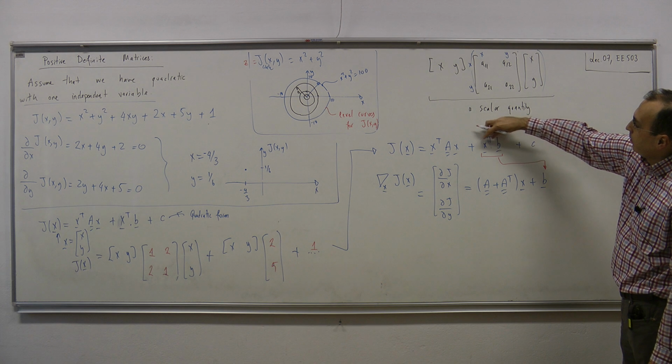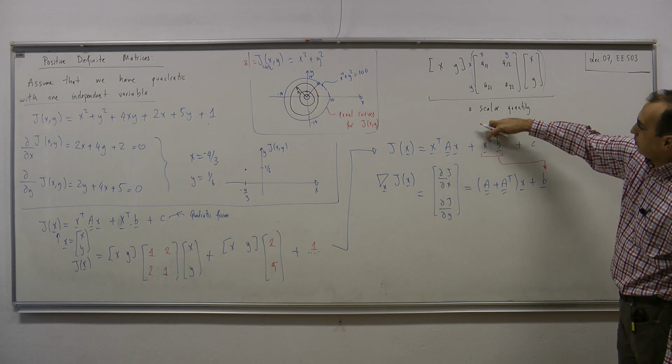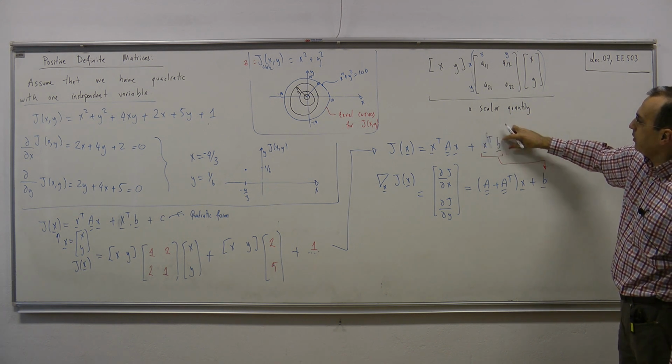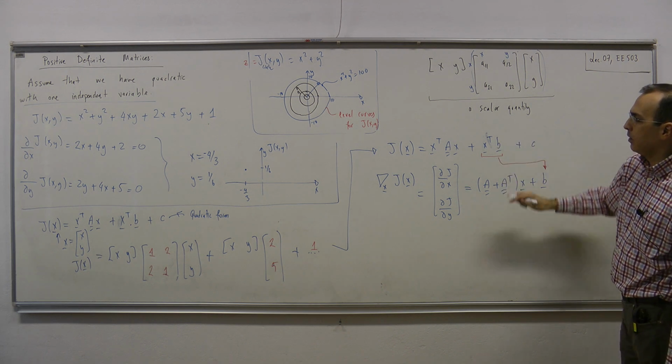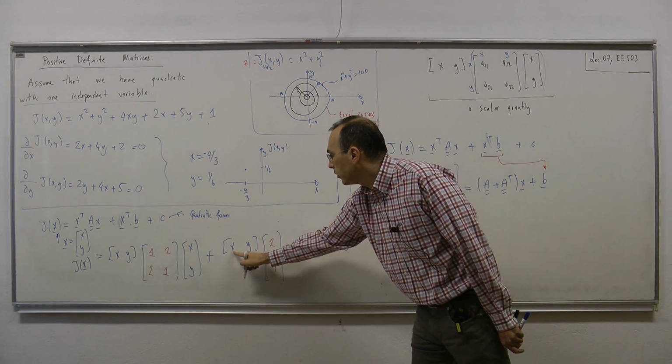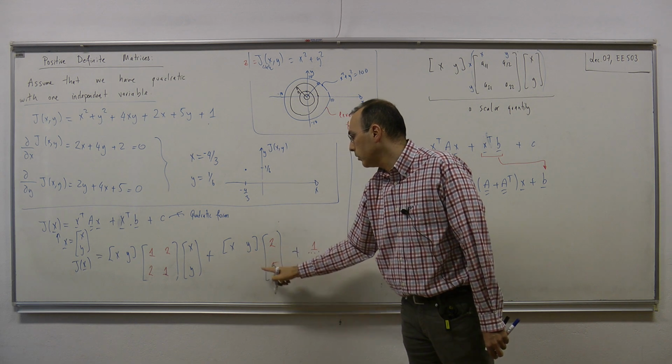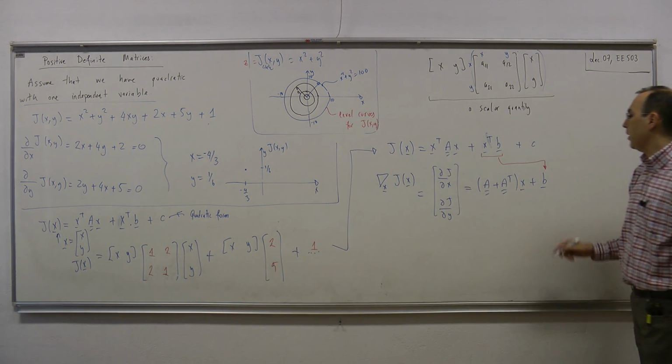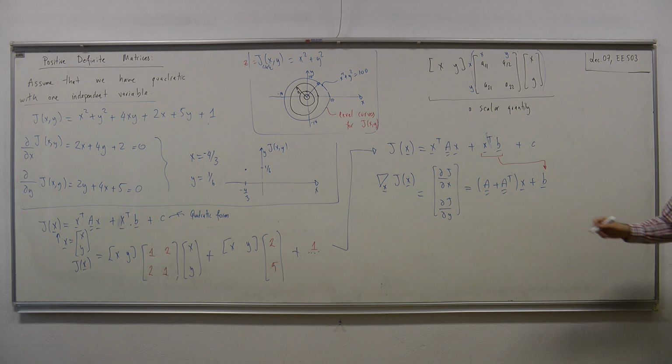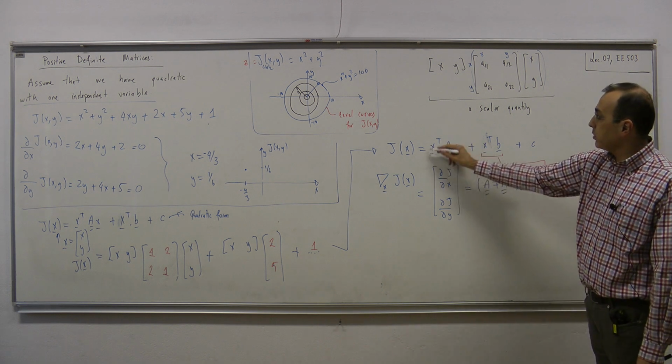So if you have a linear combination of x vector entries and the linear coefficients are b, if you take the partial derivative with respect to x, you get 2, partial derivative with respect to y, you get 5, so this is the b vector itself. So how about this one? This is the quadratic term.